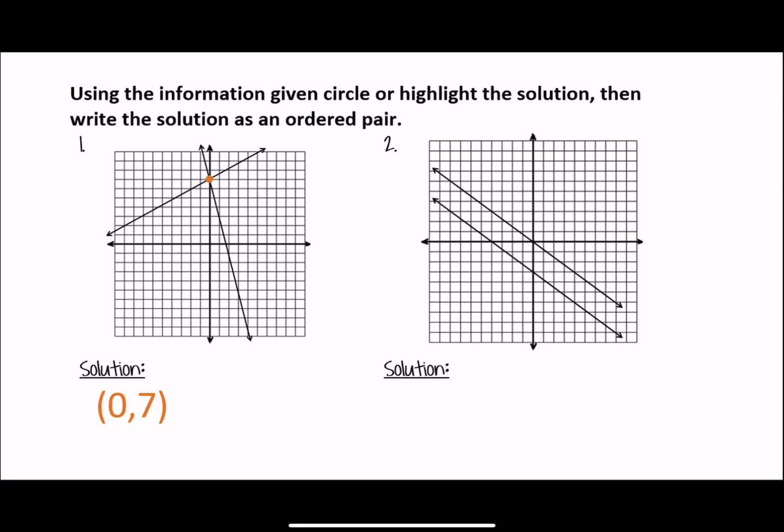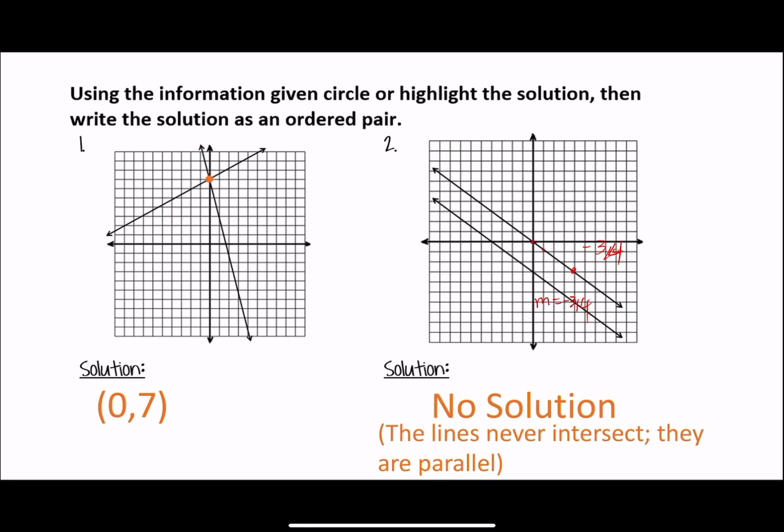The next one, no matter how long this graph goes, these lines will never intersect. They are parallel lines, and you can even check that by the slope. Because the top line, that's a -3/4 for the slope. Bottom line, same thing, -3/4. Because they have the same slope, they are parallel. The lines will never intersect, they are parallel.